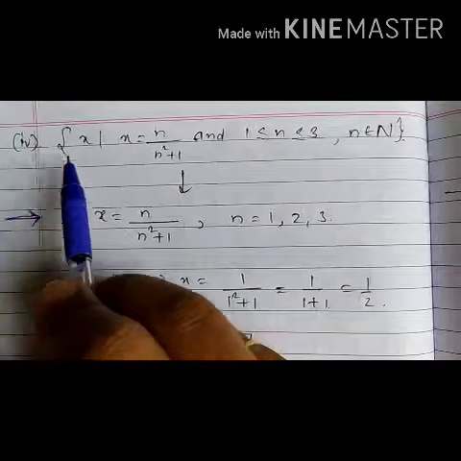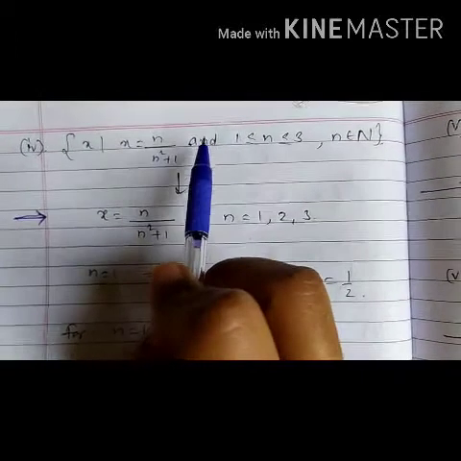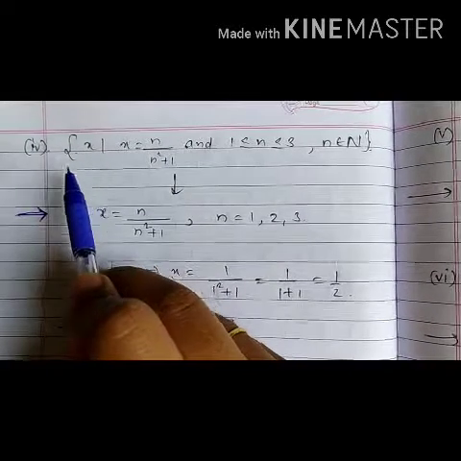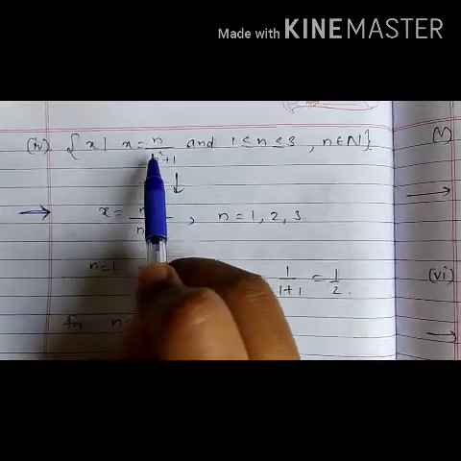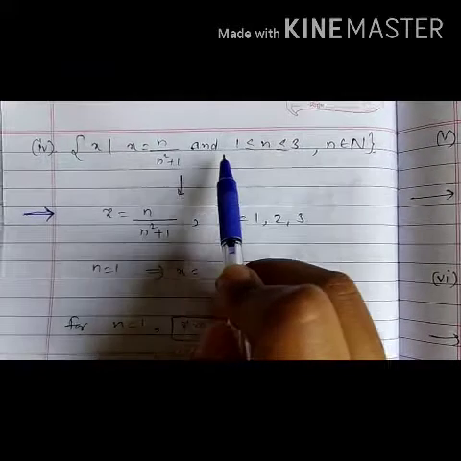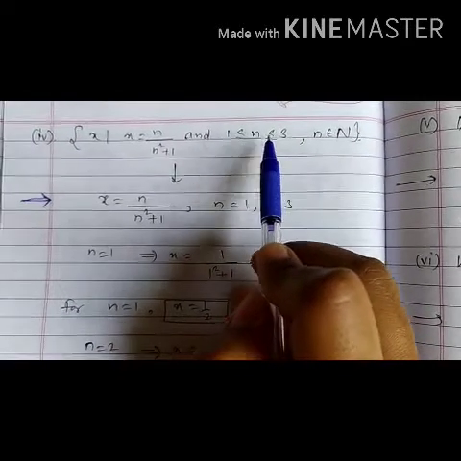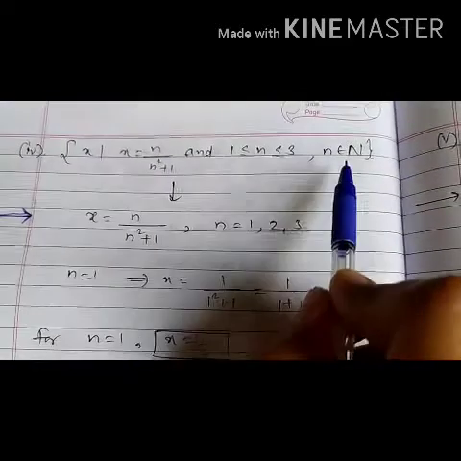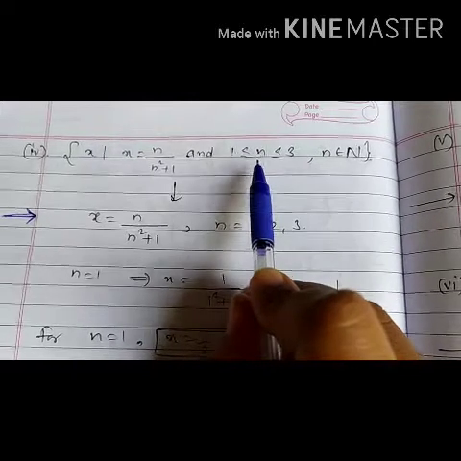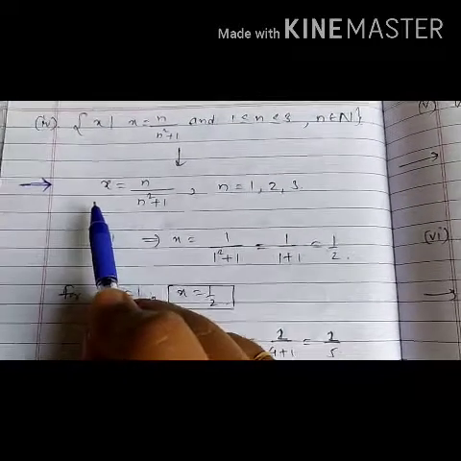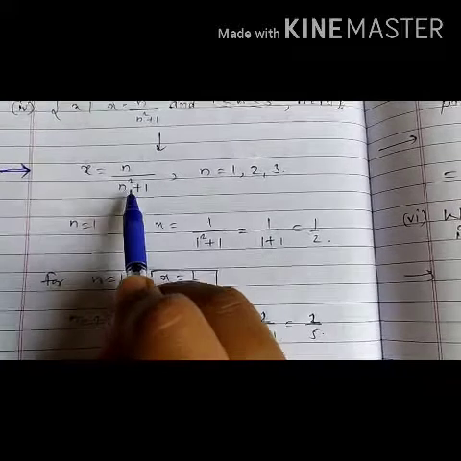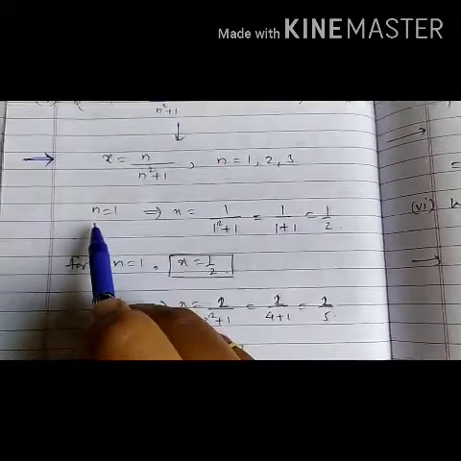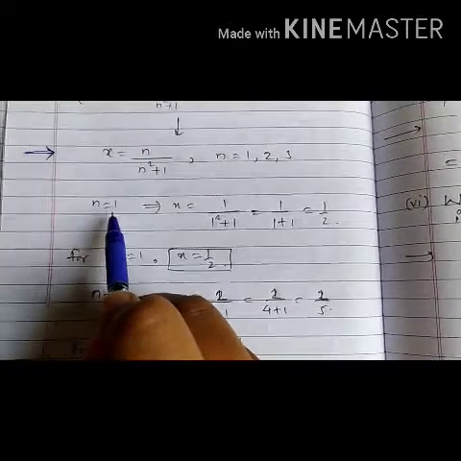Now the next, fourth example. Here the set builder form we have to convert into roster form. So the set is {x such that x = n upon n square plus 1, and 1 ≤ n ≤ 3, where n is a natural number}. So the natural number n can take the values 1, 2 and 3. So in our solution we'll take x equals n upon n square plus 1 for n equals 1, 2 and 3. Now we'll take the value of x for n equal to 1.